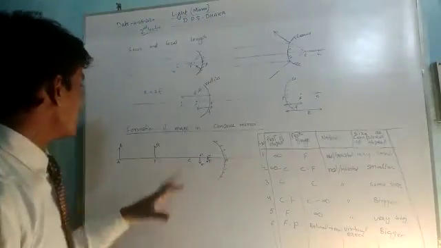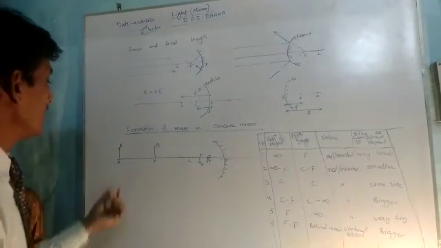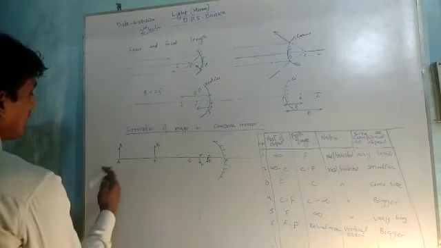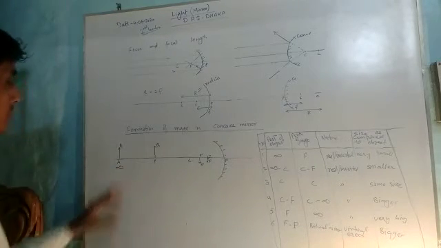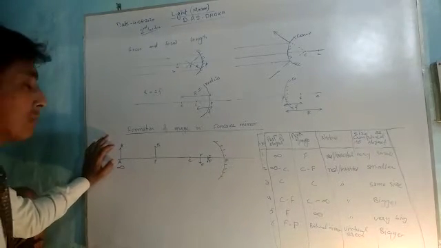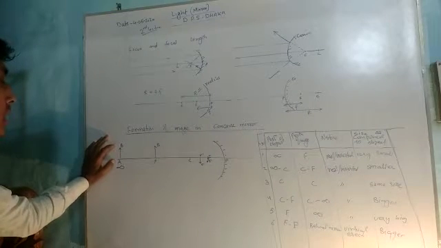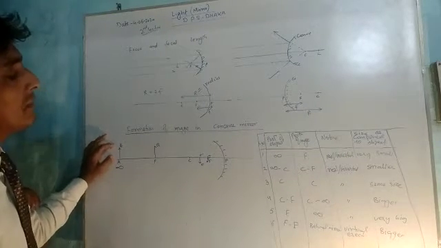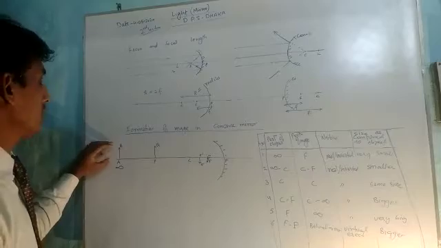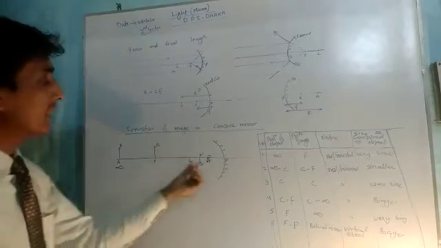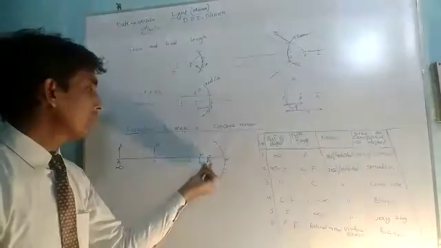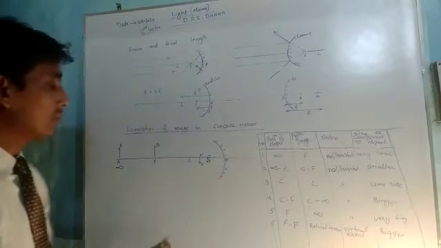So, formation of image in concave mirror. If you place the object at infinity, suppose here in this case I am placing an object AB at infinity. Infinity means very far away from the mirror. So the image will be formed at focus. Where will the image be formed? The image will be formed at focus.